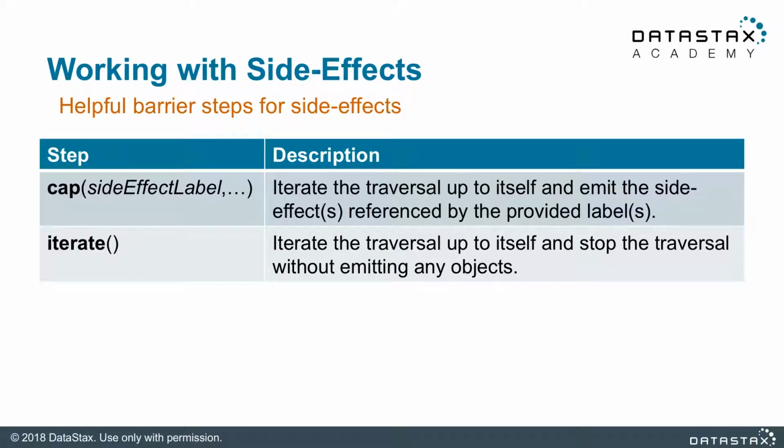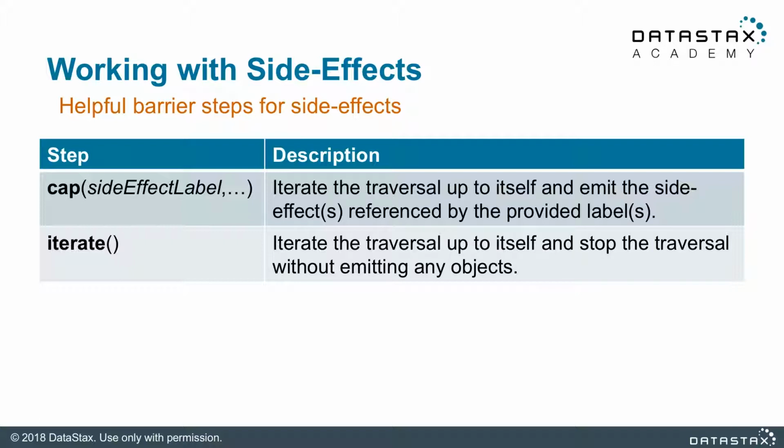Now, we mentioned that the subgraph step doesn't pass the subgraph into the subsequent steps in the traversal, but you can force that if you would like. If you use the cap step and you tell it the label of the subgraph of interest, what cap will do is force all of the traversers that you have defined so far to complete their work, that is, to completely define the subgraph, and then pass that subgraph onto the next step in the traversal.